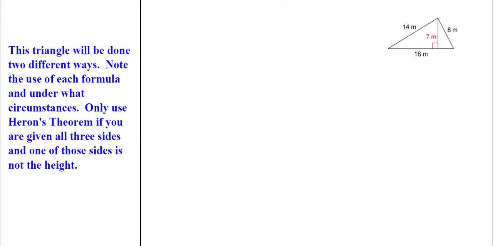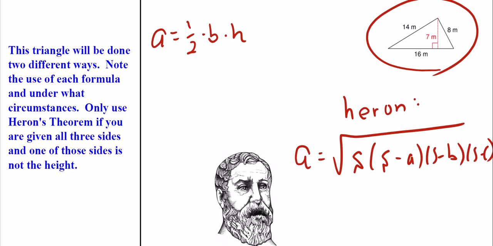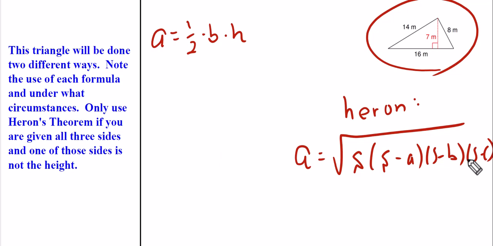Okay, triangle. I'm going to do this problem 2 different ways. You do not have to do triangles 2 different ways. You will do a triangle only one way, and that's going to be good enough as long as you're correct about it. However, you have 2 options, right? You have the easy way that we've known since elementary school, and then you have Heron's theorem, which requires you to use all 3 sides, which is a lot more work.